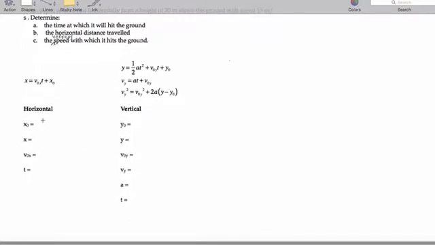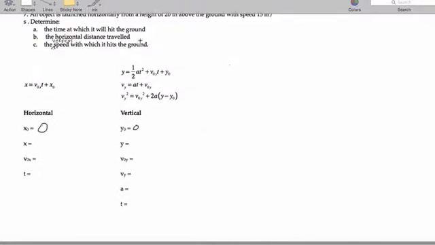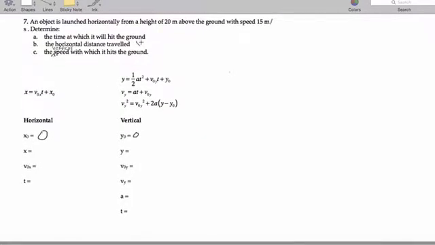So first of all, x naught and y naught are always 0. That horizontal distance is actually the x that we're solving for. And just so you know, the time that it hits the ground is going to be t. And we will, in fact, get the speed with which it hits the ground in the second. And the vertical speed is going to be vy, just so you know. So I've got those written down here.